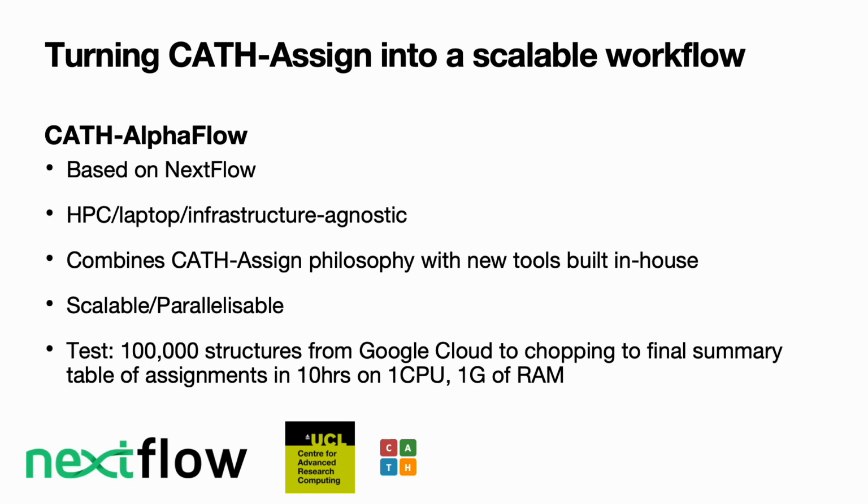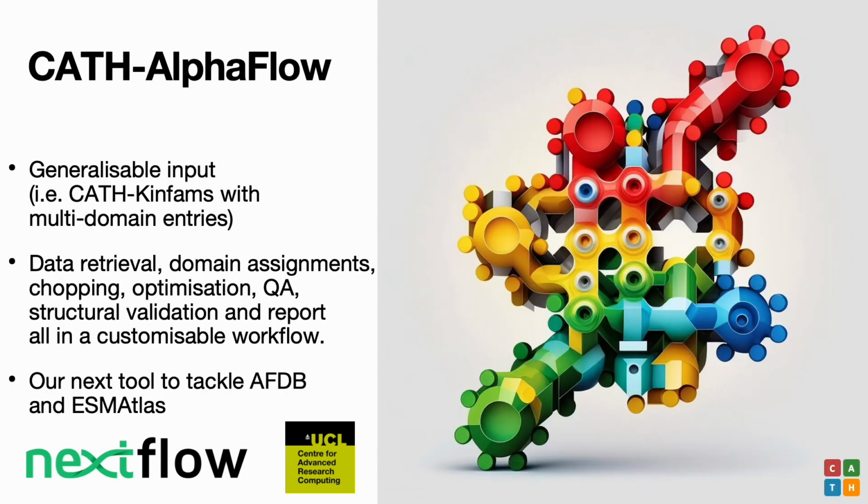of AlphaFold. One of the advantages of CATH-AlphaFlow, though, is that it's agnostic in a way. So it runs on PDB structures, it runs on ESM models, and it also runs on AlphaFold PDB and ESM models. And it not only relies on single domain assignments, but also can deal with multi-domain entries, such as the CATH KinFams, which are our classification of protein kinases.